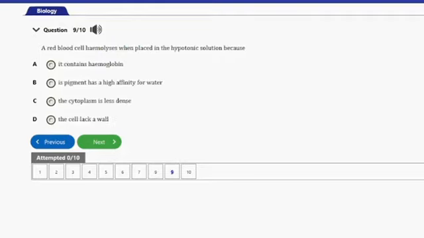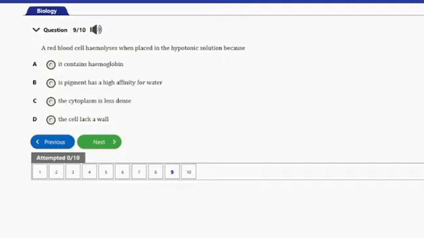It says a red blood cell hemolyzes when placed in the hypotonic solution because A. it contains hemoglobin, B. its pigment has a high affinity for water, C. the cytoplasm is less dense, D. the cell lacks a wall. So guys, the answer to this question is option B here.